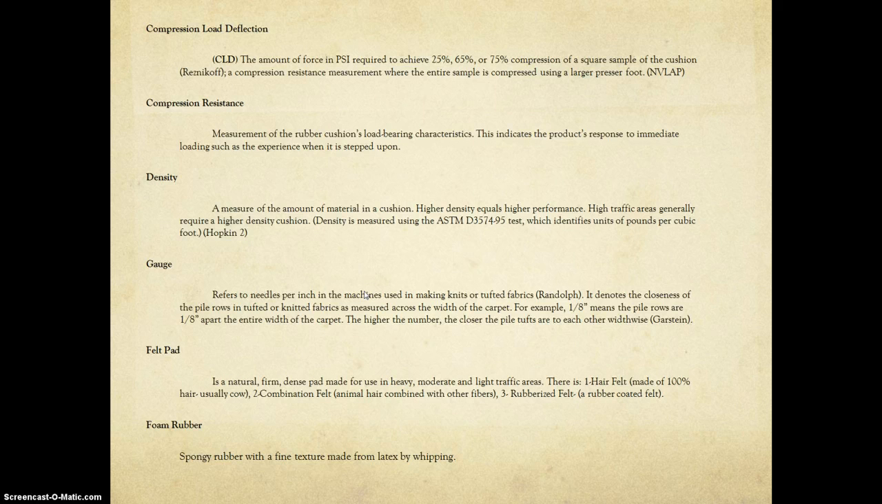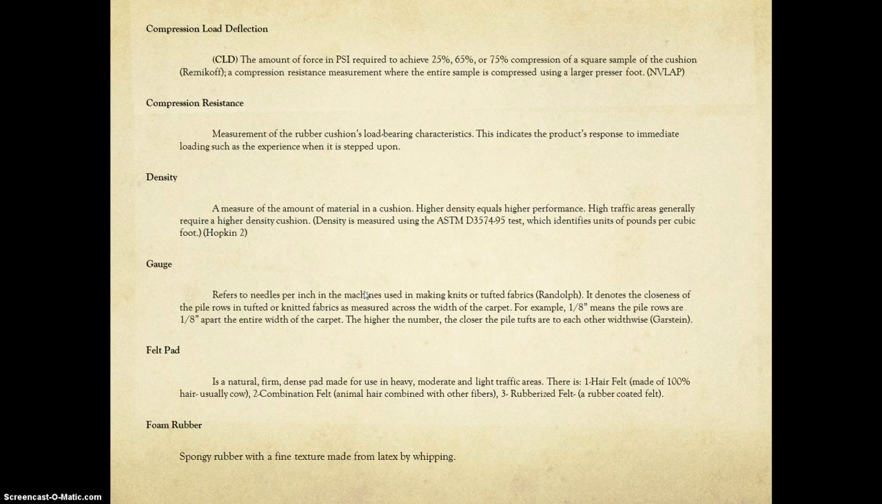Compression load deflection, also known as CLD: the amount of force in PSI required to achieve 25%, 65%, or 75% compression of a square sample of the cushion. A compression-resistant measurement where the entire sample is compressed using a large pressure footer. Compression resistance: the measurement of the cushion's load-bearing characteristics. This indicates the product's response to immediate loading, such as the experience when it is stepped upon.